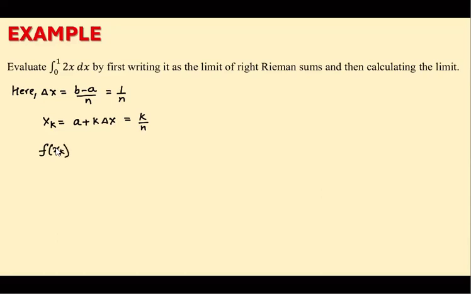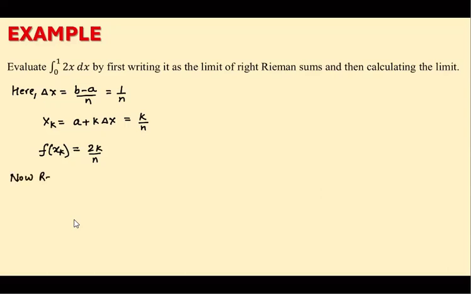F of xk is the value of the function at xk, which is k over n. So we plug in k over n into this function. So this will be 2 times the value of x, which will be k over n. So 2k over n. With this, we have everything ready to find the right Riemann sum. So now let's find the Riemann sum.